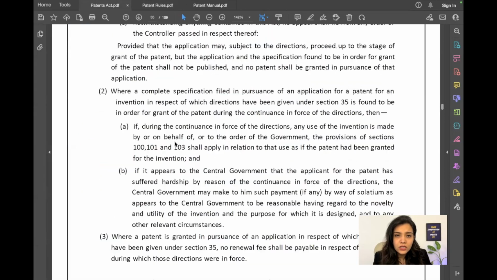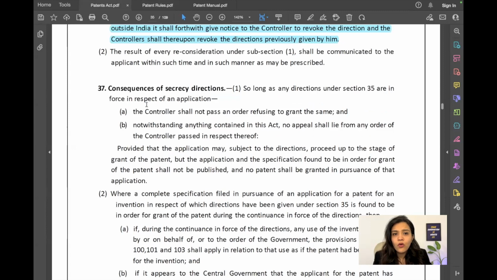So section 37 is about what happens when there are secrecy directions. What is the importance of secrecy direction? What happens if there are secrecy directions? That is mentioned in section 37. So long as any direction under section 35 is in force, in respect of an application, the controller shall not pass an order refusing the grant of the same. So this is also important.